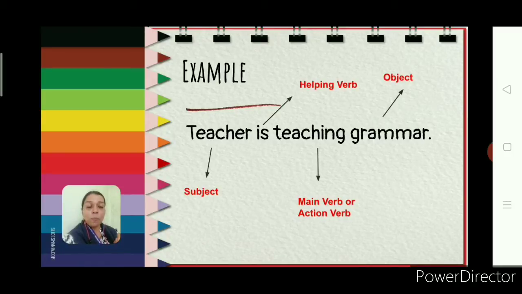Now what is the difference between the two? Helping verb is the verb by seeing which you can know which tense that sentence belongs to. That is called the helping verb or auxiliary verb. Okay, it is also called auxiliary verb. So by seeing "is", we know that it is in the present tense. It is one of the four types of present tense. So by seeing that we can understand that teaching is the main verb. Action verb: what action is going on in that sentence? Teaching. So teaching is the main verb here and grammar is the object here.